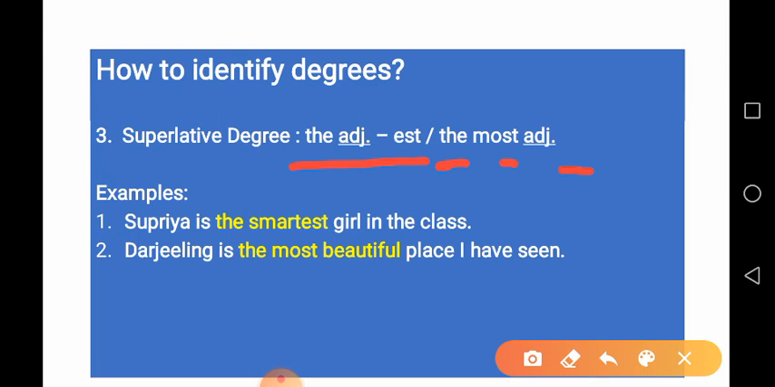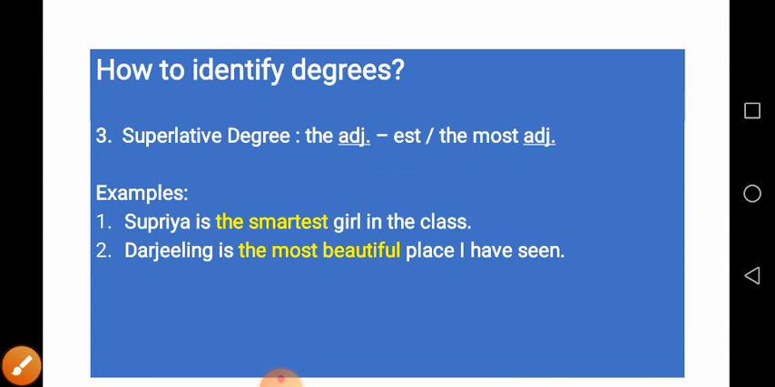Let us see some examples. Supriya is the smartest girl in the class. So, you can see the and then smartest, with est. Darjeeling is the most beautiful place I have seen. The, and most, and then the adjective. So, by these examples I hope you have understood how to write a superlative degree. We have learnt here how to identify positive degree, comparative degree and superlative degree.